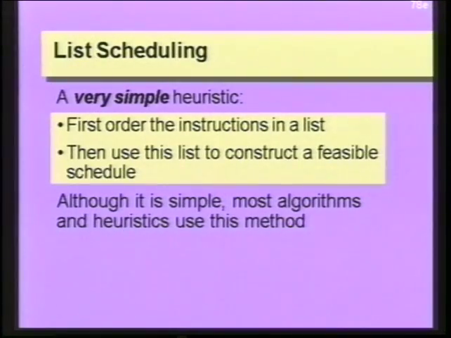The first heuristic I want to discuss is what's called list scheduling. In fact, it's so simple-minded that it's almost not worth even being called a heuristic. The idea is that you take all of the instructions and you put them into a list in some way. And then you use this list to construct a feasible schedule, again, in some way. Now, as I say, this is pretty simple-minded, and the only reason I'm even mentioning it is that it's used by most algorithms in heuristics that you would be interested in that are related to instruction scheduling. Of course, the trick with list scheduling, as I'm sure you realize, is in how do you construct the list.